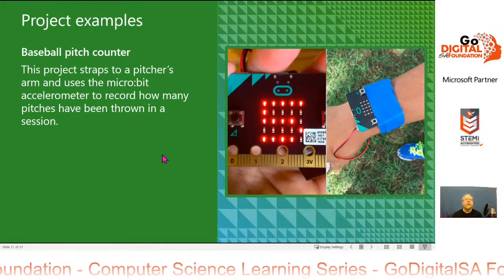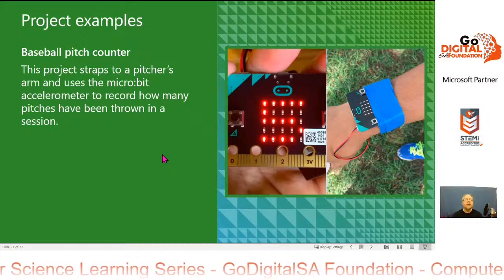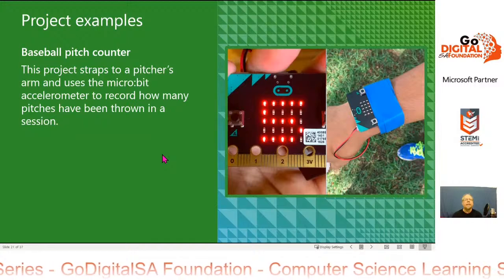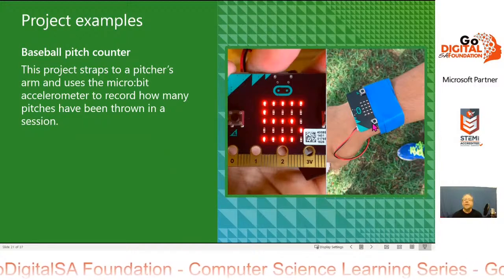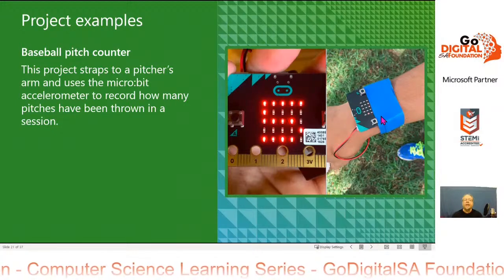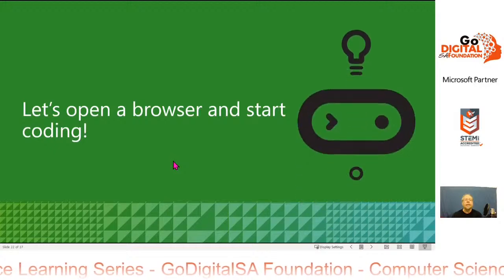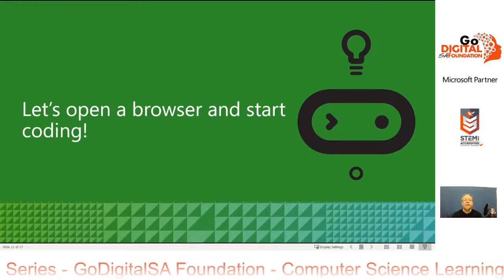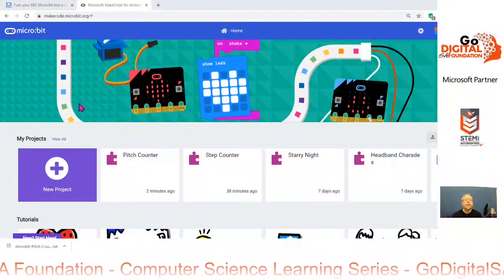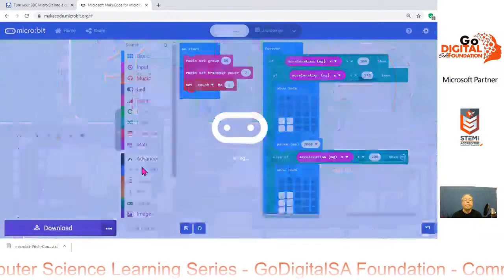Okay, baseball pitch counter. This project straps to a pitcher's arm and uses the microbit accelerometer to record how many pitches have been thrown in a session. So you see, we take the microbit and we strap it to the pitcher's arm, and every time he pitches, it has to count one. Okay, so let's see how that's going to work. Open our browser. I've got the pitch counter code here.